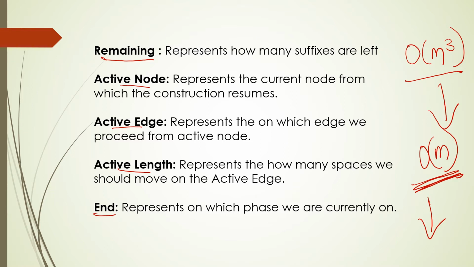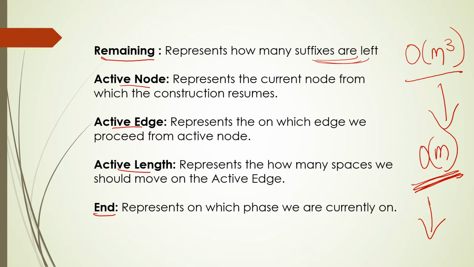So let's see what is remaining. It represents how many suffixes are still left to be made. So each suffix is nothing but a leaf, as we discussed. Active node represents the current node from where the construction resumes in the new phase. Whenever we are in a new phase, we cannot start from the root. We should go from the node we are at. So that's why we use active node. Otherwise, you have to start from the root and the time complexity increases.